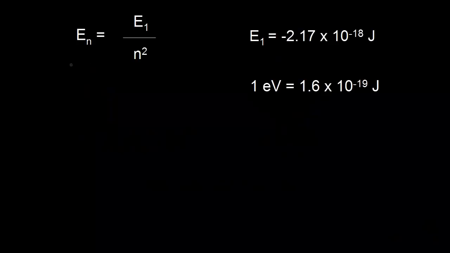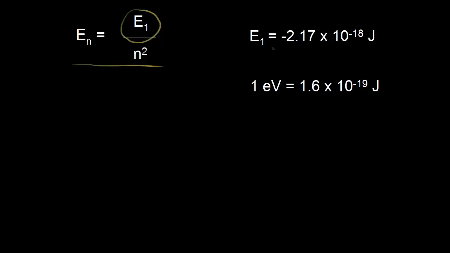So in the last video, I showed you how to get this equation using a lot of physics. And so it's actually not necessary to watch the previous video. You can just start with this video if you want. And E1, we said, was the energy associated with an electron in the lowest energy level of hydrogen. And we're using the Bohr model.